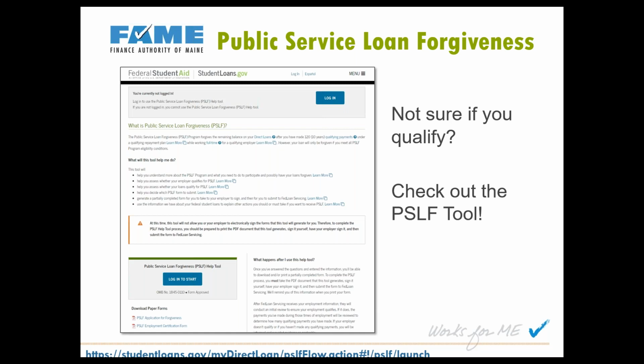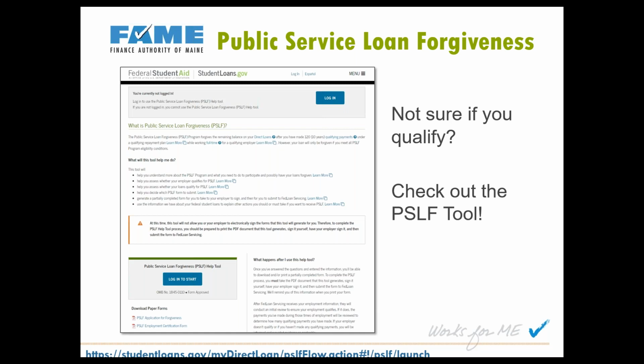I think this is great information. You log into this website listed below. You log in using your FSA ID, and that's going to preload your loan information. It immediately is going to say either yes or no, you are in the right loan type, or your right loan repayment. You have to fill out some more information.